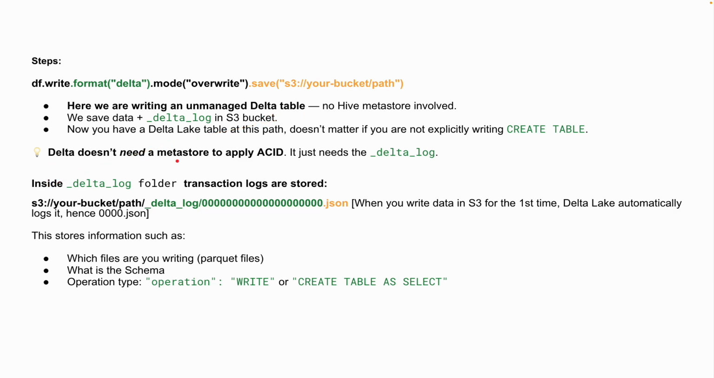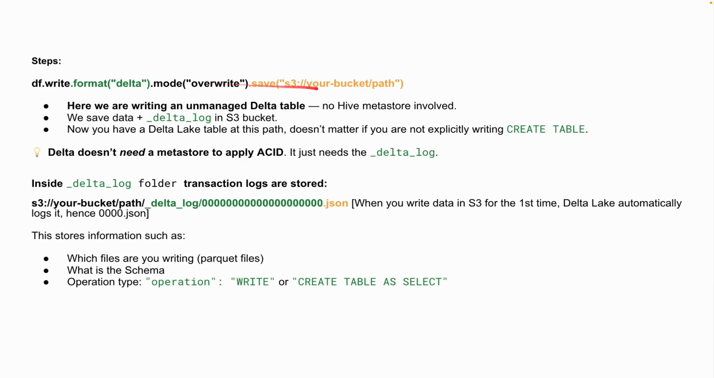Delta does not need a metastore to apply ACID. It just needs the Delta log. Because this metastore was providing us the ACID properties, but Delta is saying I don't need a metastore to apply ACID because I already have this Delta log with me. Inside the delta log folder, which is a folder, we have transaction logs.